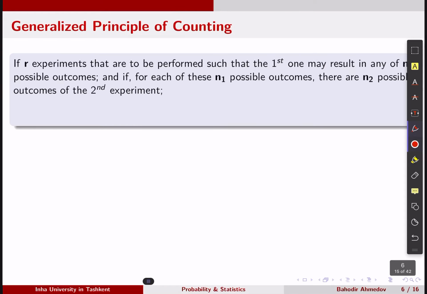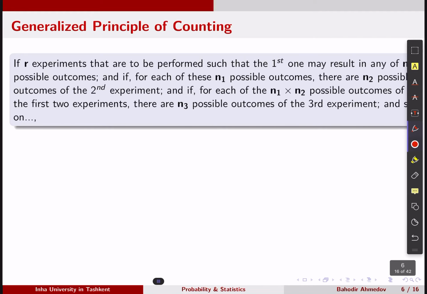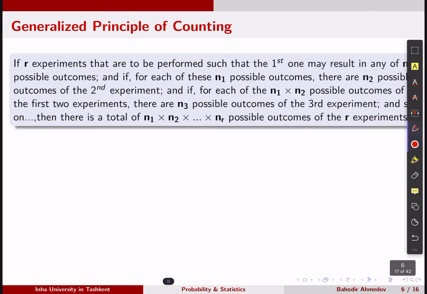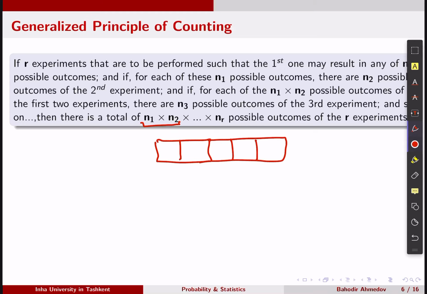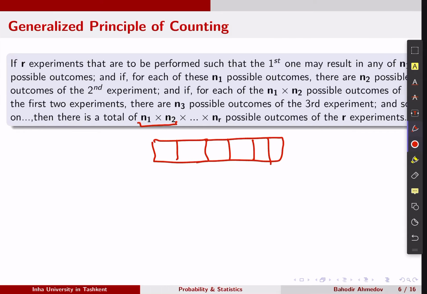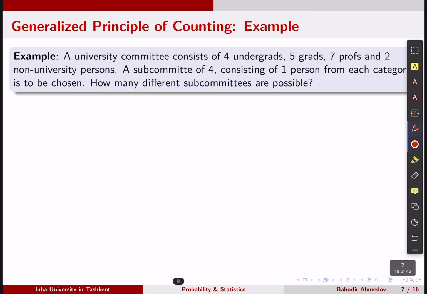Now let's consider another example. It's the generalized principle of counting. It basically tells you that if you have more than two experiments in a row, you just need to multiply all the cases. This is what we did already, right? The general counting principle was only for 2 cases, when you have only 2 boxes, and the generalized version is going to be like many different boxes. So let's consider this example.